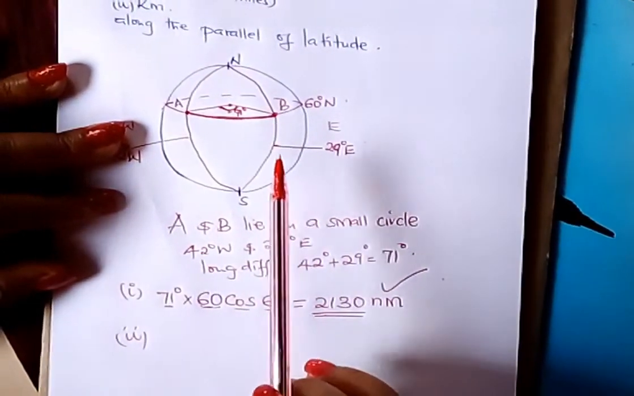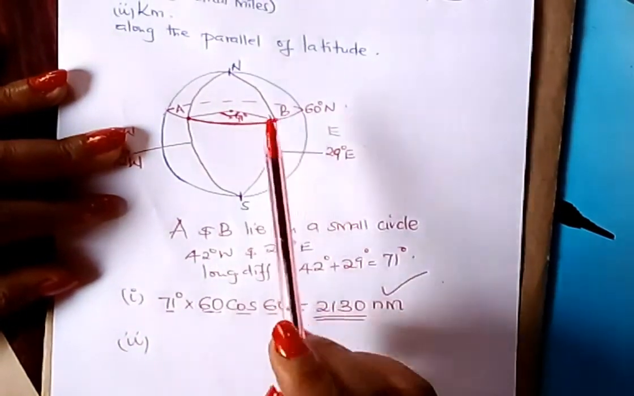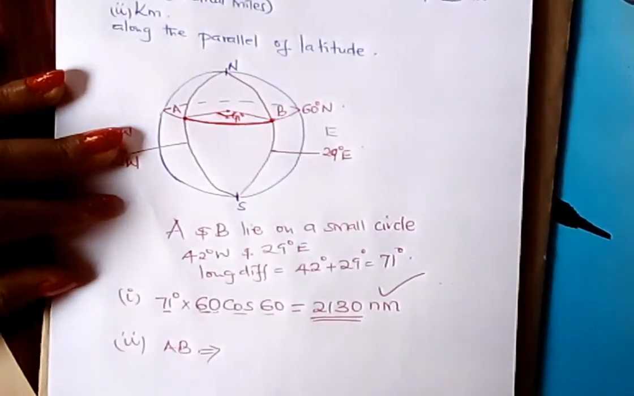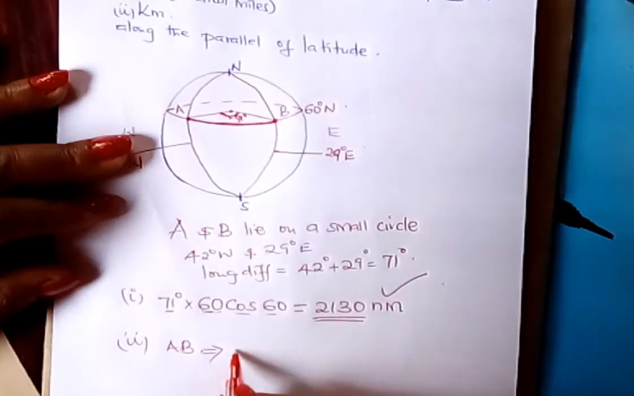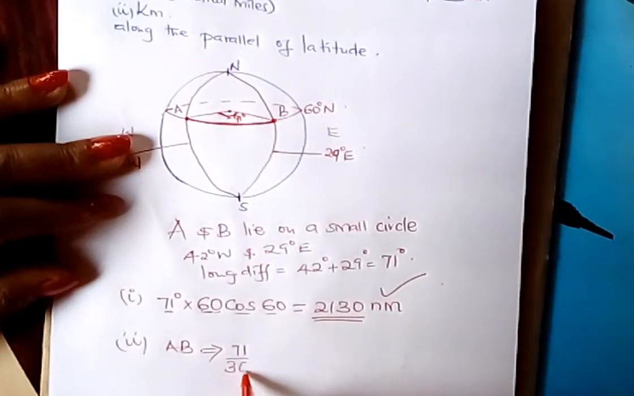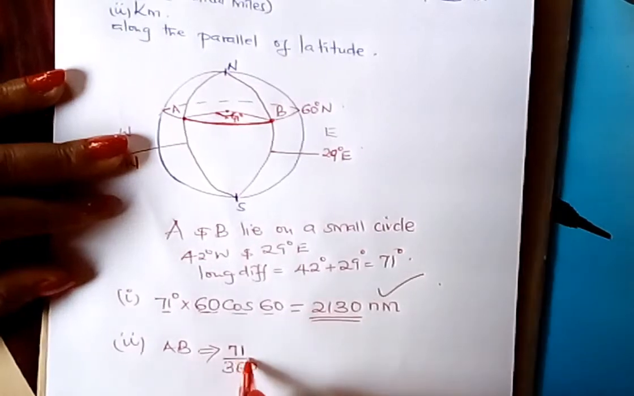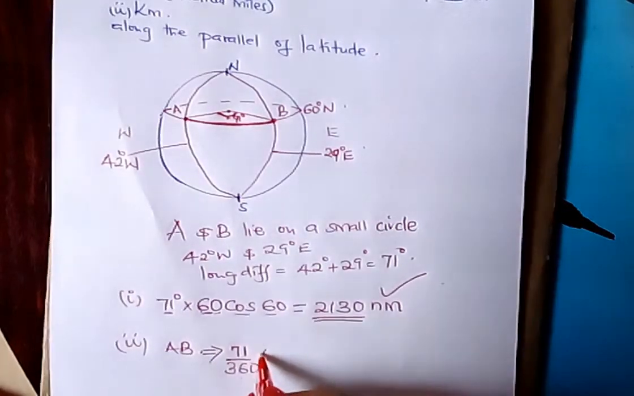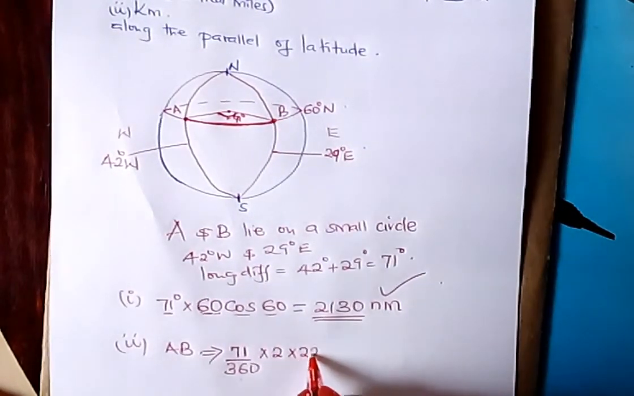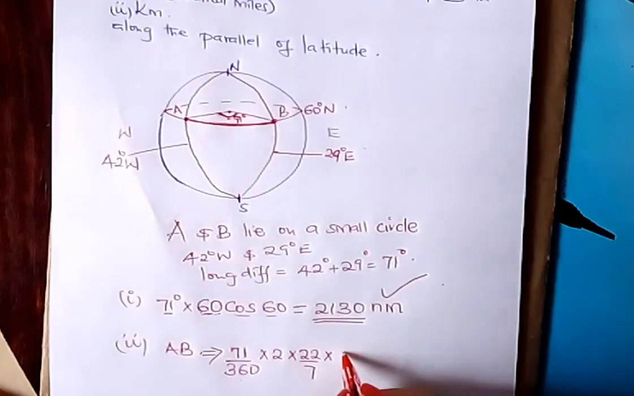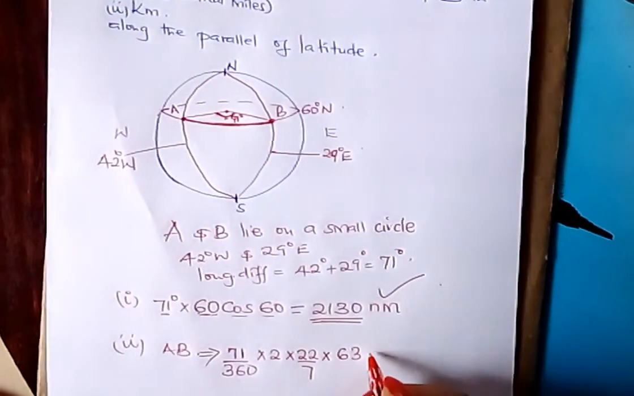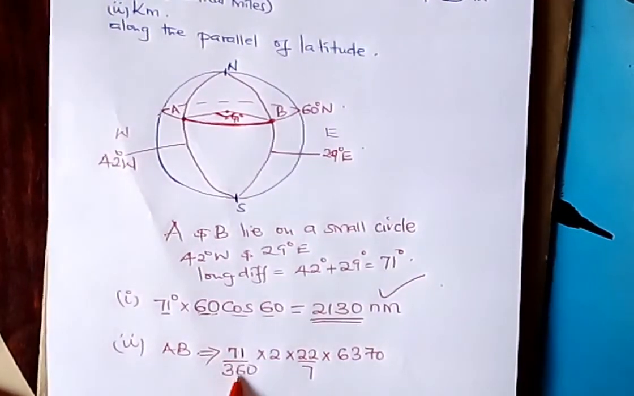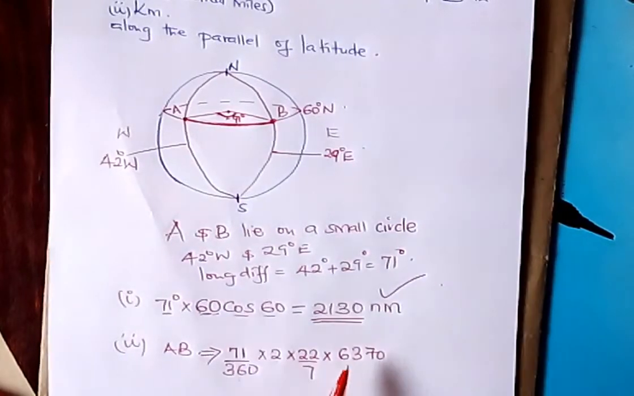Good. We go to (ii), Lana. We are told to calculate the distance in kilometers. So what is the distance between A and B in kilometers? You talk of the angle at the center, 71 over 360. This is like Form 2 work, although there are some Form 4 work somewhere. So the angle at the center over 360 times 2 times 22 over 7 times the radius of the earth, which is normally 6,370 kilometers.